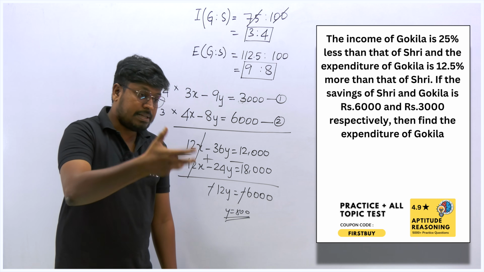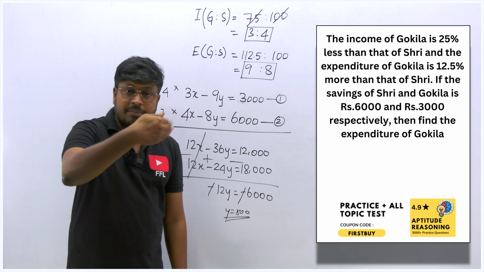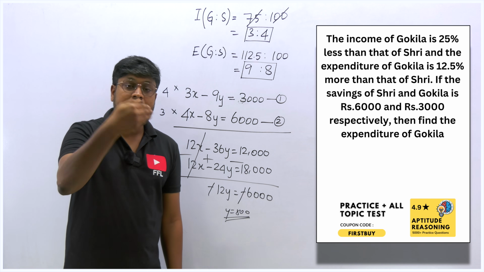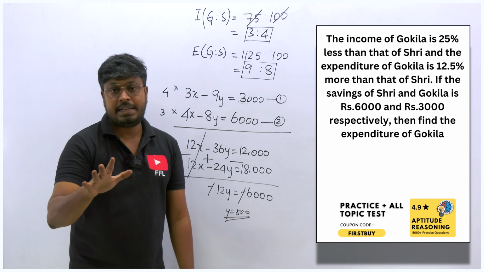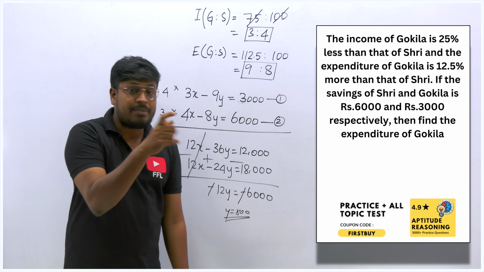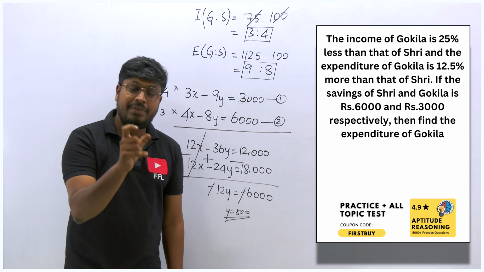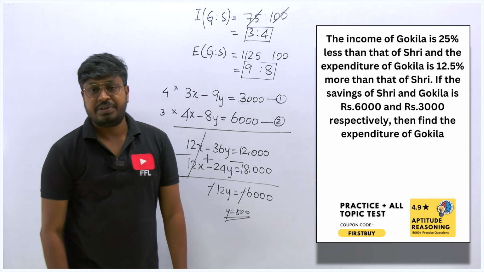If in some question the income is not given for some person, then we have to assume it as 100x. Once you fix the income as 100x, solving the question is easy. Do not fix it as 1000 or 500, because then the calculation part will be more. So try to fix it as 100x and solve the question.